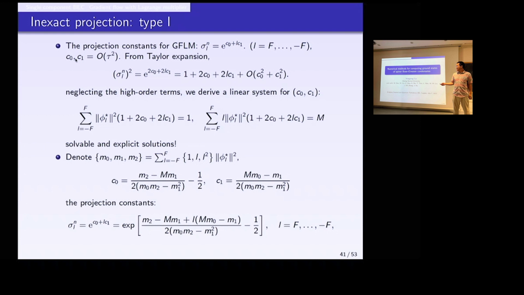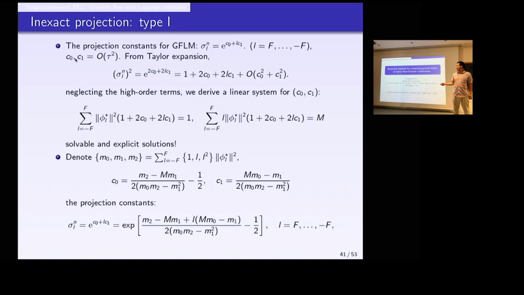in the projection part, this C0, C1 is actually of higher order in tau. It's actually of order tau square. So from here we do Taylor expansion, and this one is a much higher order which we can ignore. Then when we plug in, we just use this leading part to construct the two equations, and we will immediately find this is actually a 2x2 linear system, and can be solved analytically.